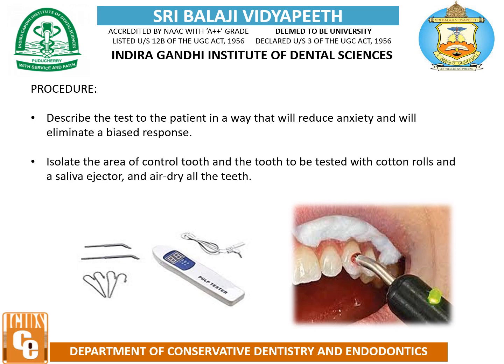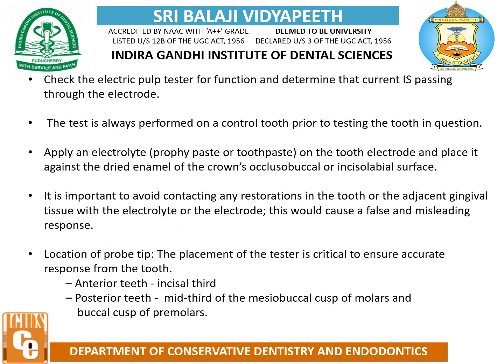Procedure. Describe the test to the patient in a way that will reduce anxiety and will eliminate a biased response. Isolate the area of the control tooth and the tooth to be tested with cotton rolls and a saliva ejector and air dry all the teeth. Check the electric pulp tester for function and determine the current that is passing through the electrode. The test is always performed on a control tooth prior to testing the tooth in question.